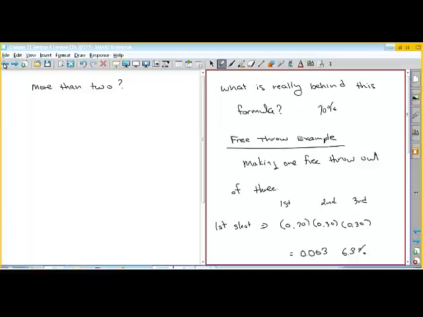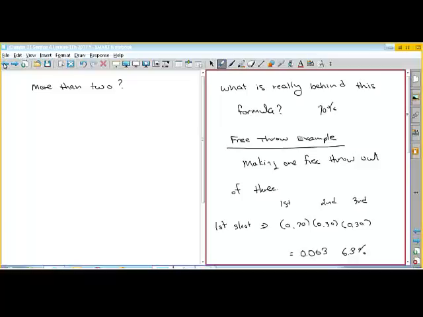But if you think about it in a more simple scenario, if you make 1 free throw and you miss 2 free throws, there's 3 ways that can happen. You can make the first free throw and miss the second 2. You can miss the first one, make the second, and miss the third one, and you can miss the first 2 and make the third one.